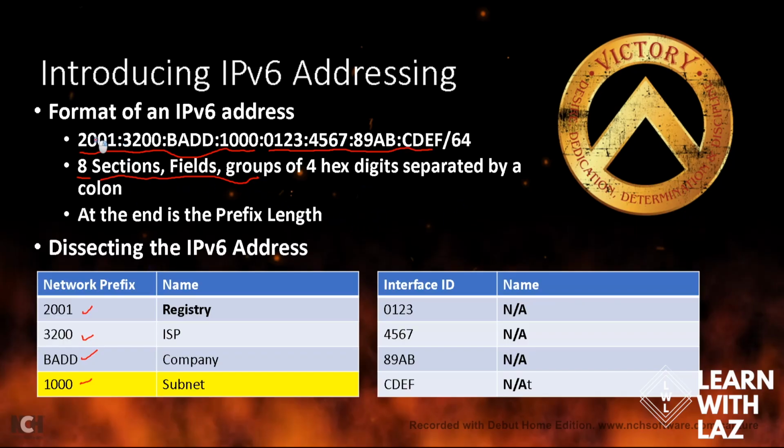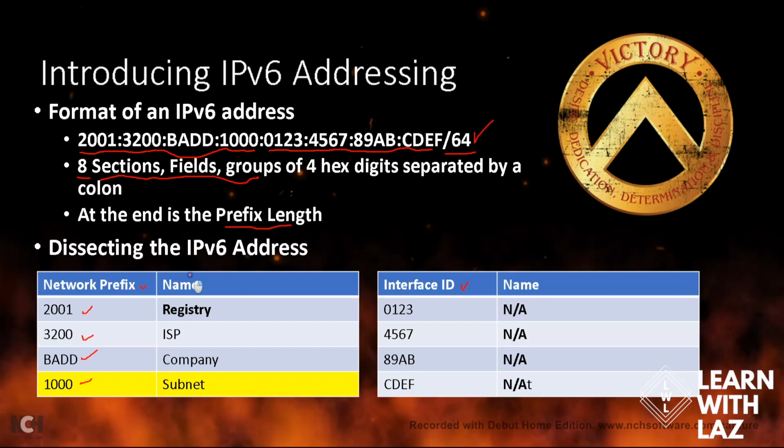But again, this first side right here, where the 2001 is and ends in 1000, is the network prefix of the address. The other side is considered the interface ID. Now I chose these numbers on purpose. This is your hex table: 0, 1, 2, 3, 4, 5, 6, 7, 8, 9, A, B, C, D, E, F. So that is your hex table that I used to make up an address. And this guy right here is called your prefix length. You see what it says there? At the end is the prefix length. That's your prefix length right there.